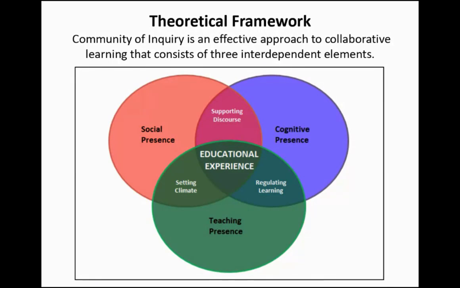So this is why we have our theoretical framework. It's an effective approach to collaborative learning, and it includes 3 different elements that are interdependent. There's the social presence, the cognitive presence, and the teaching presence. The cognitive presence is about thinking and learning. It involves inquiry and incorporating new knowledge with existing knowledge. Teaching presence is about leadership, which starts with the design and the facilitator, but each member of the group has a part in what is called distributed responsibility.